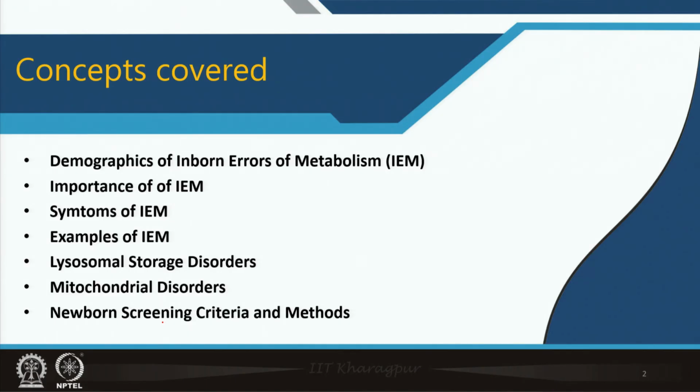So we will be briefly covering these topics under a few headings. We will be discussing the demographics, the important symptoms and examples of IEM, and a few disorders not yet discussed in our course, like lysosomal storage disorder, mitochondrial disorder, and mucopolysaccharidosis. We will also discuss the newborn screening criteria and method.